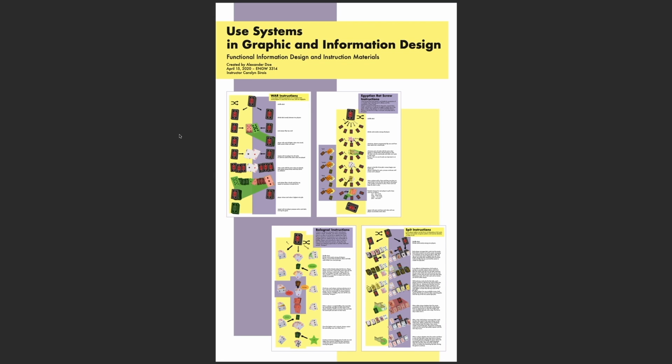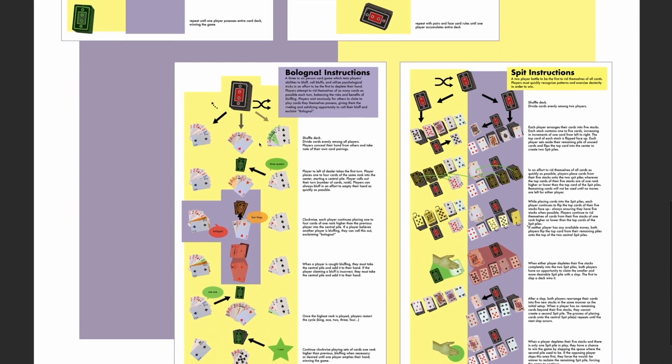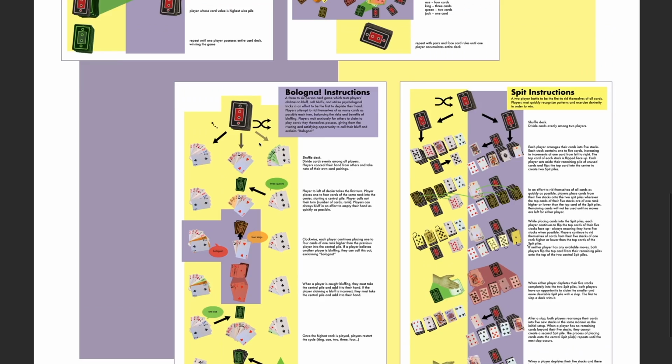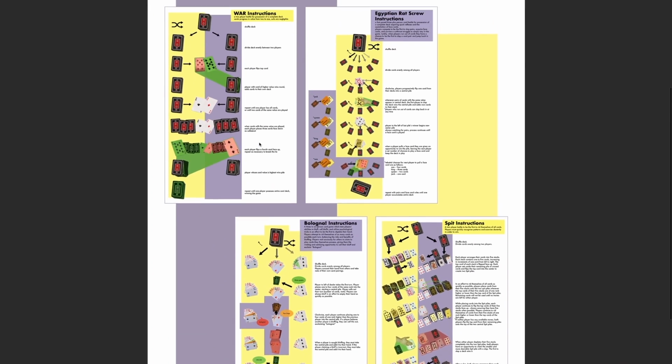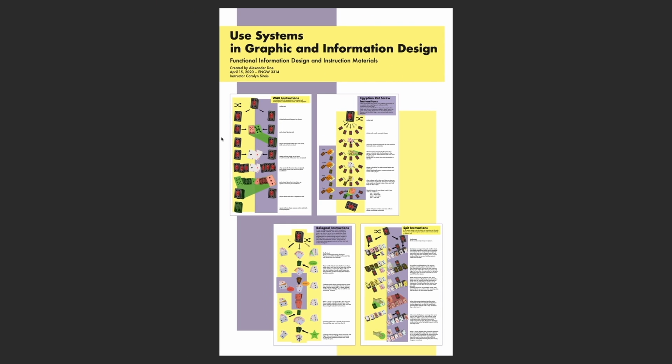I'm going to take us through my final project on the genre of use systems in graphic and information design. My project is intended to illustrate functional information design, so I've developed a series of instruction sheets for 4 card games in an effort to demonstrate the genre of representing use systems in graphic design. The primary goal of this project is to develop visually appealing diagrams which efficiently convey information to users.